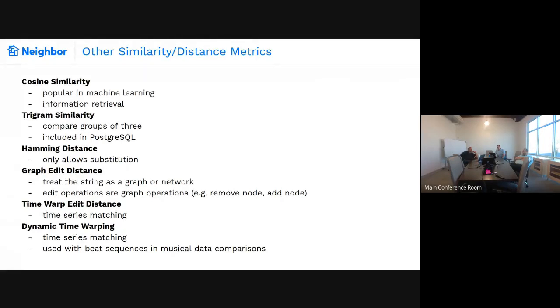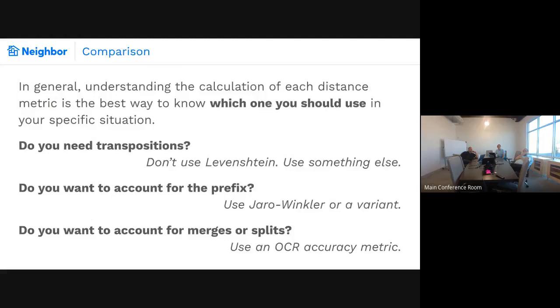Yeah. And then basically just in comparison, I talked a little bit about this along the way. Obviously, if you really want to consider certain aspects of misspellings or something, you should use a distance that accounts for that. So if you know more about how each one's calculated, you would know which one you want to use. Basically, that's all I've got.